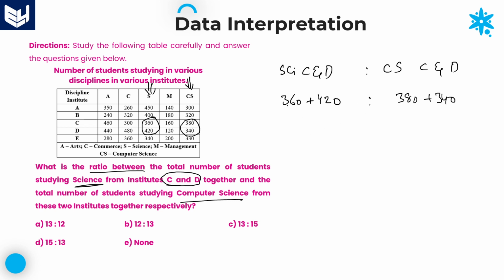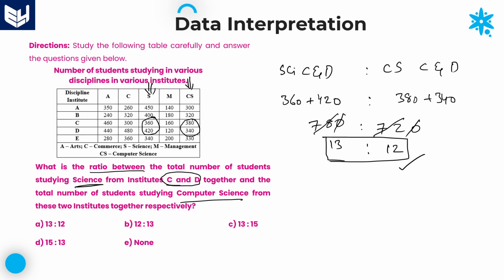Here, the units place: 300, 700, 780. This value, 780, is 2. And next this value, 600 and 120, 720. Here 0, 0 gets cancelled. You can cancel with the 6 table: 6 13s, 6 12s. Therefore, the required ratio between these two, science C and D together and computer science C and D together, is 13 is to 12. Option A is the right answer for this question.